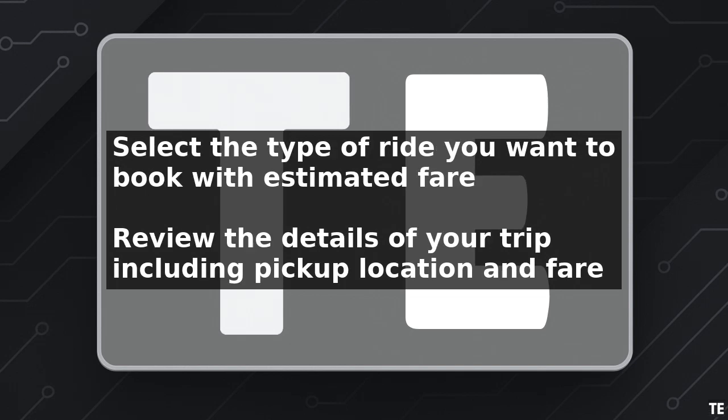The app will then show you the details of your driver, including their name, photo, and the make and model of their car. You can also track the location of your driver in real time. When your driver arrives, check that the make and model of the car matches the one shown in the app, and that the driver's name and photo match the ones shown in the app. This is an important safety precaution to ensure you get into the correct car.